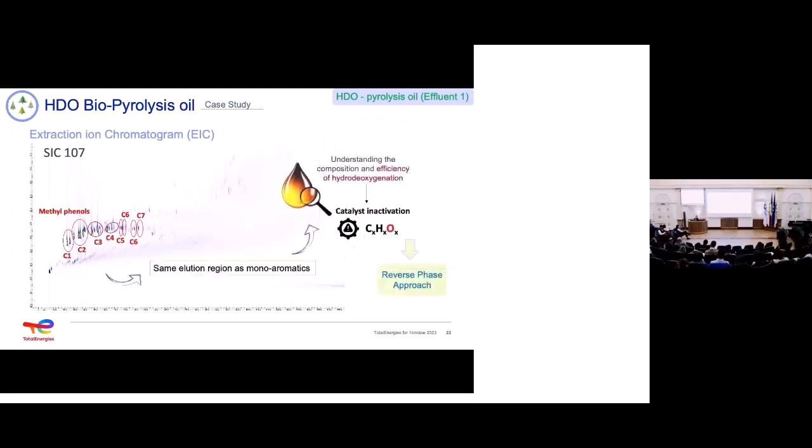But as I already said, the phenols are considered contaminants in this sample because they are oxygenated compounds. And they are within the same region as the monoaromatics, as we can see here. So if you want to go for quantitative analysis or a better understanding of the oxygenated compounds, it will be complicated just using the normal phase approach. Because of this, we went for the reverse phase approach.